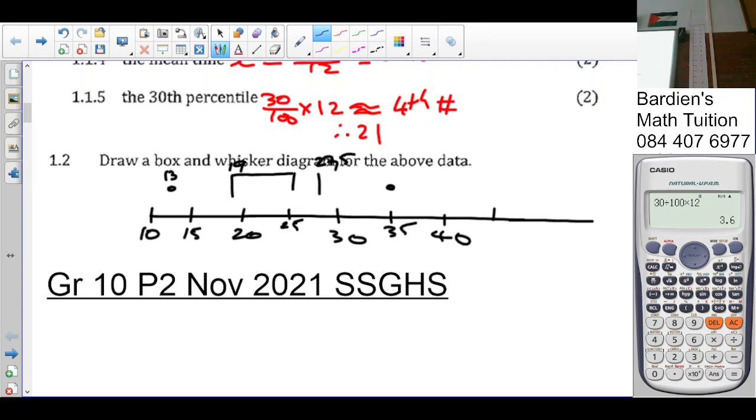So there's your box. There's your whiskers. Note that I'm writing on top of the box the corresponding values. Okay?